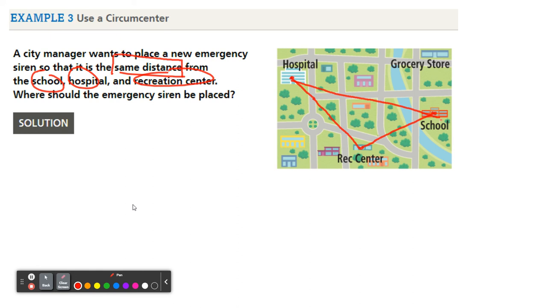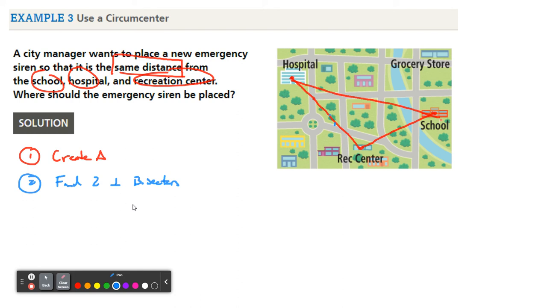So now, again, we created the triangle. The second thing we're going to do is create the perpendicular bisectors of two sides. So find two perpendicular bisectors. It doesn't matter what two sides you use. I'm going to choose the hospital to the rec center.